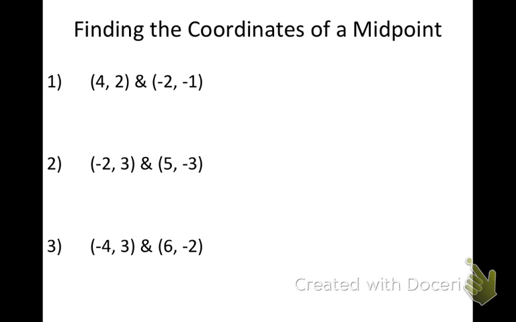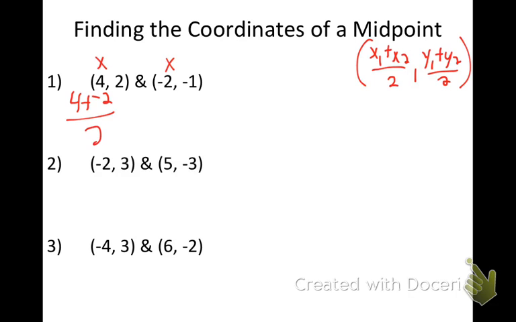So let's look at number 1 here. I have the coordinates 4, 2, and -2, -1. Hannah, what are my x coordinates in the number 1 problem? Okay, there's my x coordinates. So remember, formula here is x1 plus x2 divided by 2. And y1 plus y2 divided by 2. All right? So I'm going to add my x values here. So I'm going to say 4 plus -2 divided by 2. Hannah, what's 4 plus -2? Divided by 2. So my x midpoint is 1.